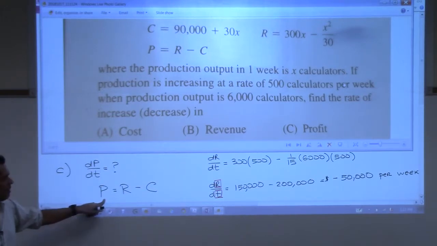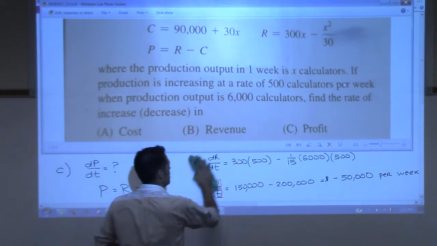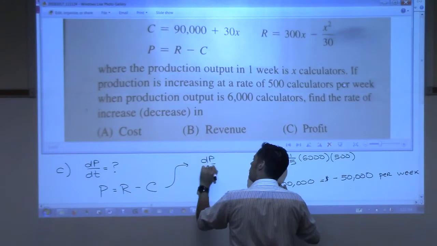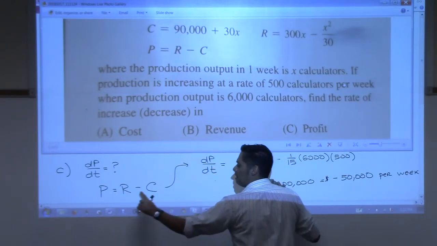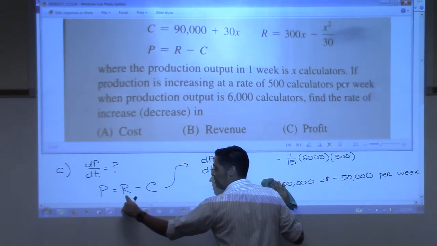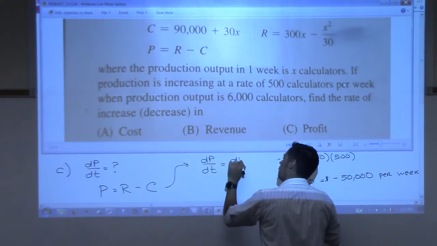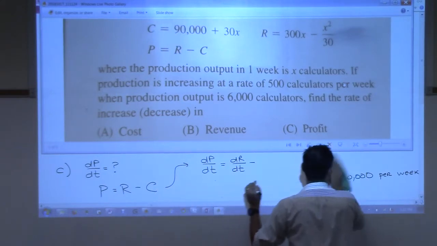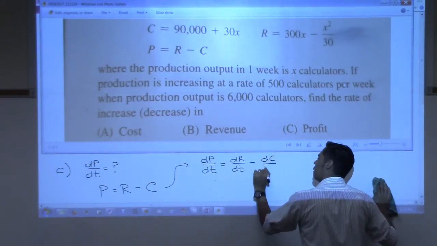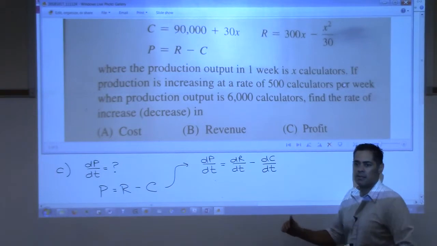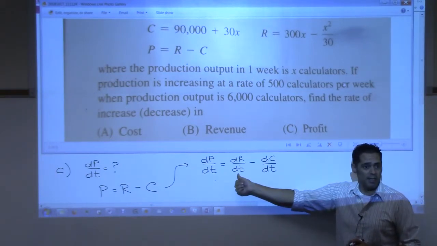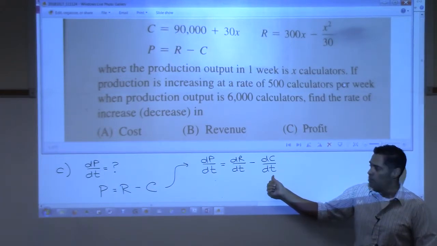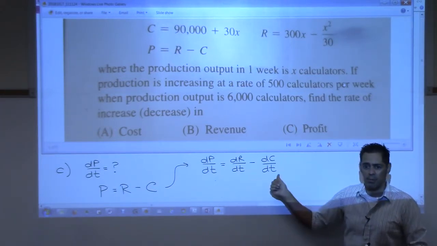dp dt, right? So I'm about to differentiate this. This right here, when I differentiate it with respect to time, is dp dt equals, all right, what's the derivative of r with respect to t? dr dt. Okay, minus, what's the derivative of c with respect to t? dc dt. And guess what? dr dt is part B, and dc dt is part A, isn't it? We know what these are because we did parts A and B of the problem.